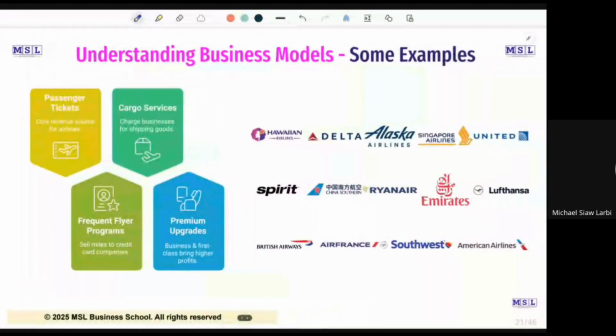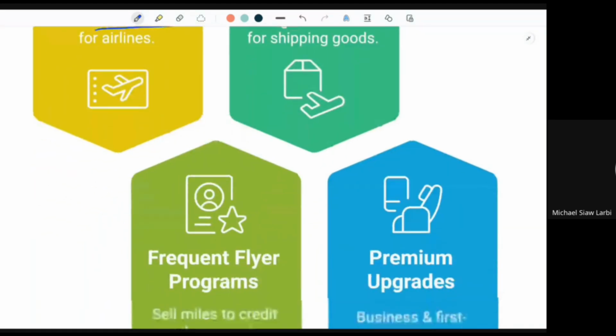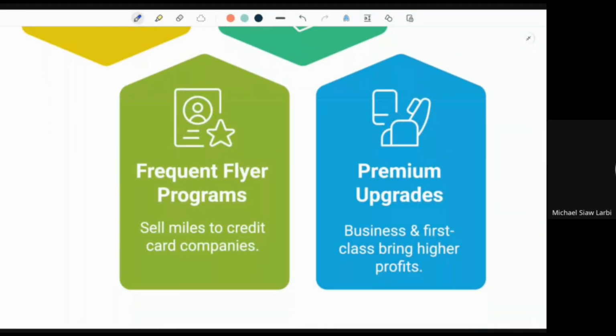So you see their financials and it'll be different. Let's look at another example. Airlines. How do airlines make money? The obvious one is passenger tickets. You want to fly? No problem. This is their core revenue. You buy a ticket and then you fly. They also offer cargo services. So not only for passengers, if you want to transport logistics, goods across different countries and you don't want to do shipping, you can also do it by air. Many of them have business to business cargo delivery services, and then frequent flyer programs.